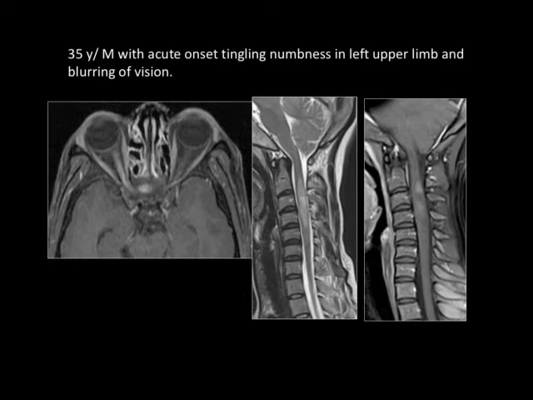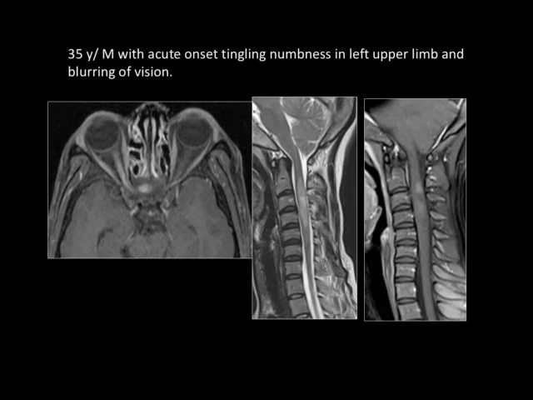You have to describe. How will you write your report? You will just write Devic's disease? You have to describe, no? Because these patients will come for comparison. Post treatment, they will come back to you. So where is the lesion? How many segments are involved, from which level to which level? Where is the enhancement?